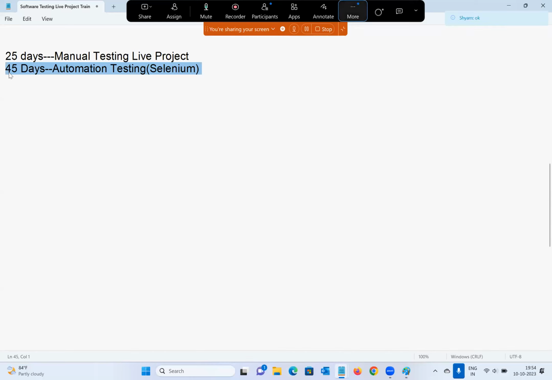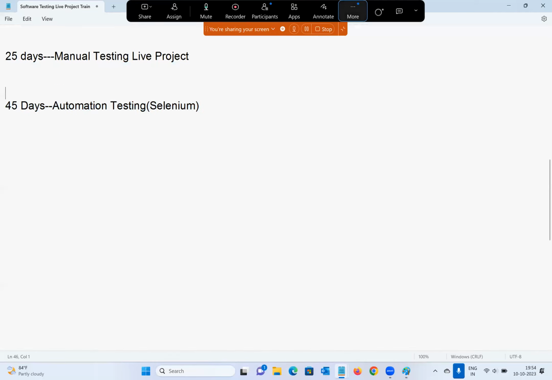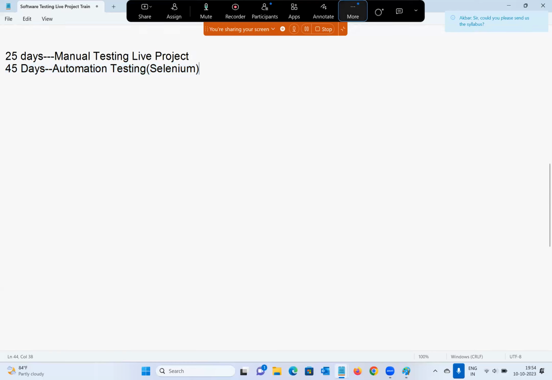Because manual is important and automation is important as well, and you know very well, manual testing is 100% free, but automation testing is chargeable. So in manual testing, every day is a 1 hour session. Initially, the manual testing class timing is 7 p.m. to 8 p.m. IST.